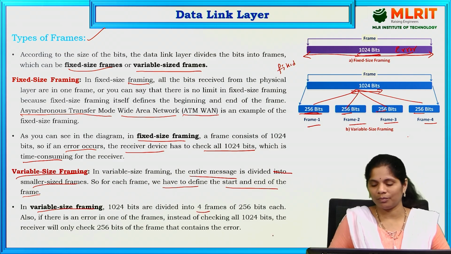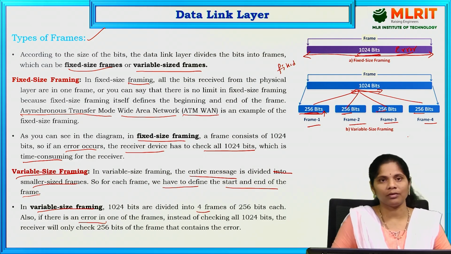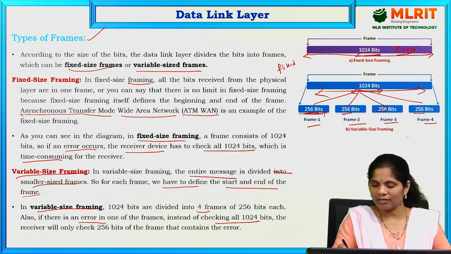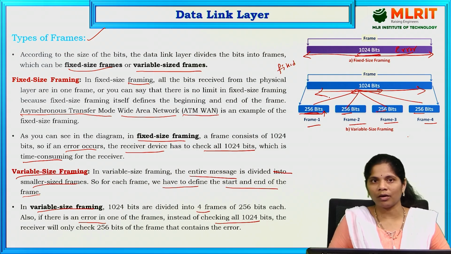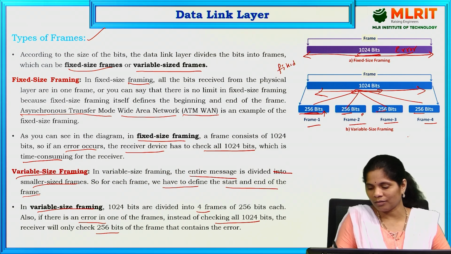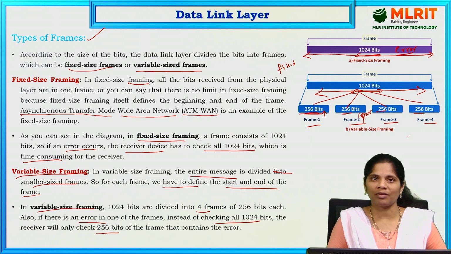There are 4 frames, each having 256 bits. Suppose in this variable size framing an error occurs. Instead of checking all 1024 bits, it checks only the frame where the error occurred, so only 256 bits. Suppose the error is in frame 2, then it will check only those 256 bits. Like that it is divided. This is nothing but variable size framing. These are the two types of framing: fixed size framing and variable size framing.